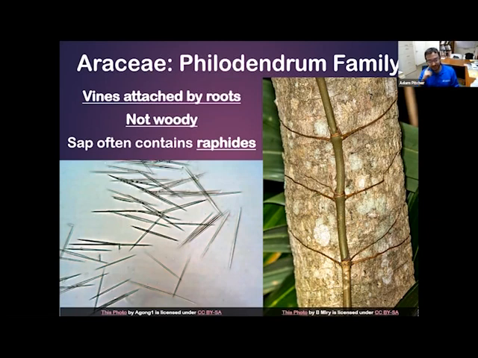And one of the things you really need to watch out for with these is that the sap often contains these things called raphides, which you can see here on the left. They're basically microscopic crystals that look and act kind of like sewing needles. If you get this sap on you and you happen to be sensitive to it, or you rub it into a wound, or God forbid you get it in your eye, it could cause a lot of damage, or at least a lot of pain and irritation. So if you do have to work with these plants, always use gloves and definitely make sure you're not getting it anywhere near your face or your mouth or anything like that.